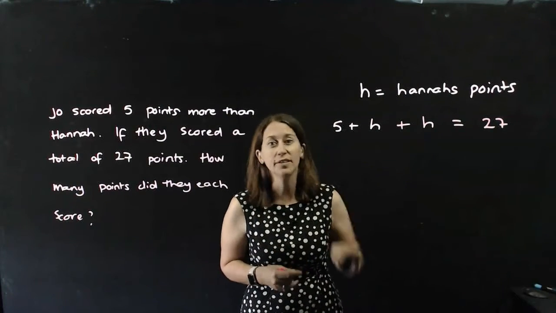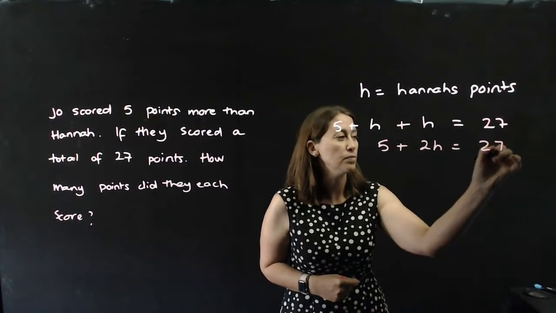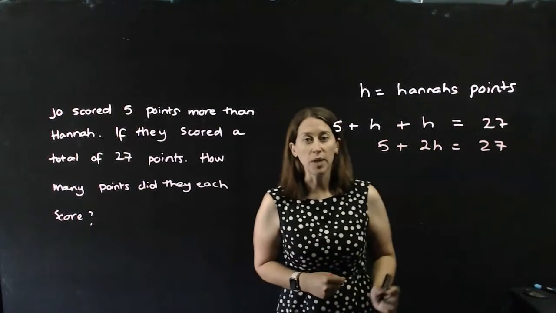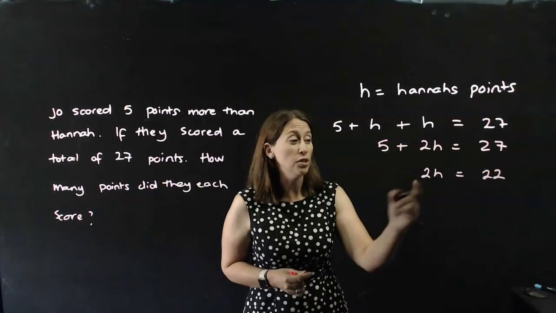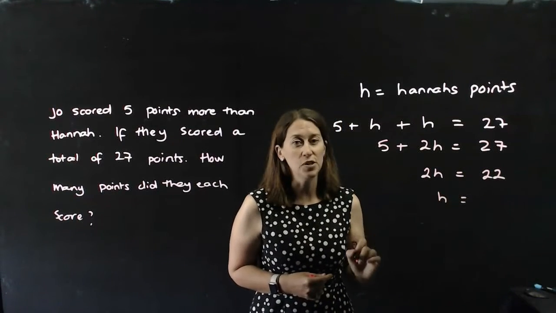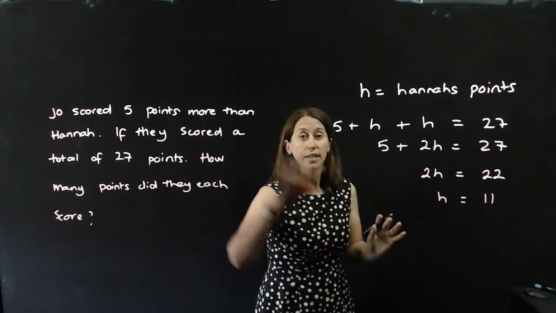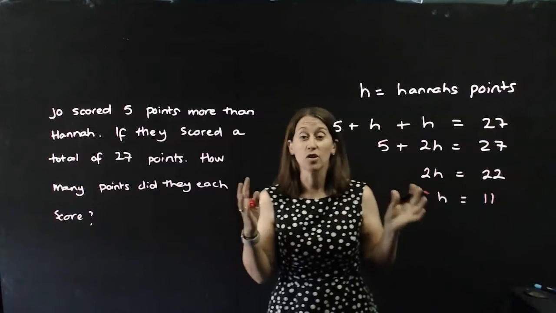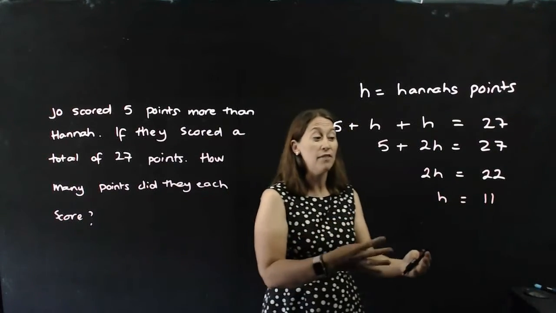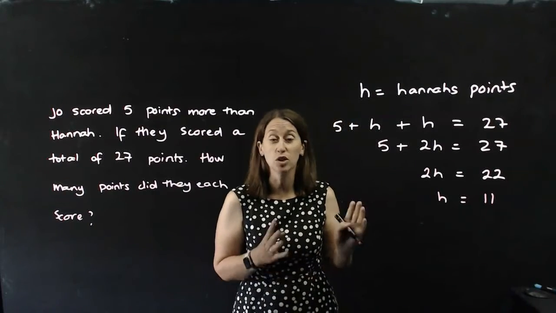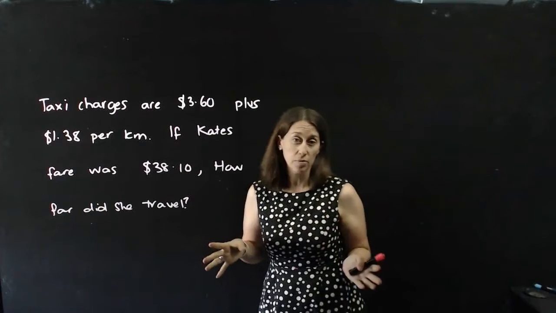So first thing I spot is I can simplify the left-hand side. I've got 5 plus 2h equals 27. Go through, subtract 5 from each side. I'm left with 2h equals 22. And finally, dividing by 2 leaves me with h on its own. 22 divided by 2 is 11. Now I need to then rewrite this back into a sentence to make sure that it's comprehensible and it applies to the problem. So this means Hannah scored 11 points and therefore Joe scored 16 points because Joe had 5 more than Hannah.